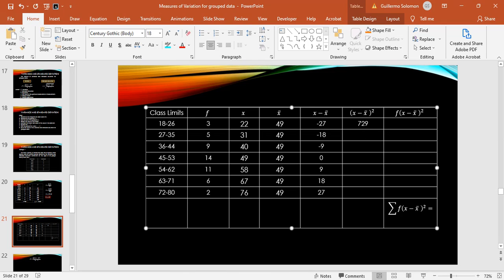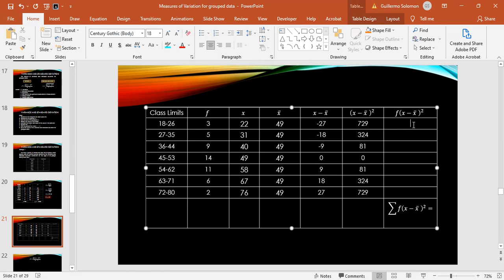That is 324. So, negative 9 squared, that is 81. So, 0. 9 squared, that is 81. 18 squared, that is 324. So, 27 squared, that is 729. Okay?